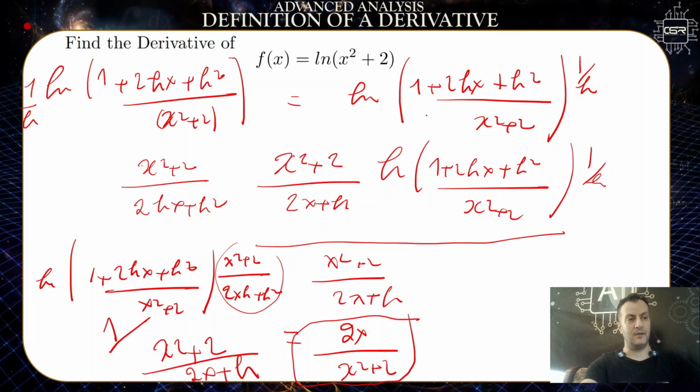Which is, by the way, the formula: the derivative of ln u is equal to du over u. That is the derivative of the inside, which is the derivative of x squared plus 2, is 2x, divided by u, which is x squared plus 2.